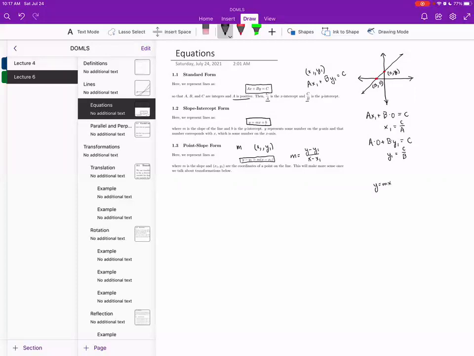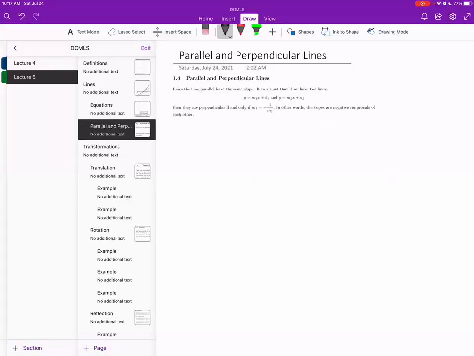Okay, so now let's go to parallel and perpendicular lines. Lines can be parallel, they can be perpendicular, or they can be neither. But parallel and perpendicular lines can be very useful in geometry problems. In coordinate geometry, lines that are parallel will have the same slope. So if we have two lines, y equals m1 x plus b1 and y equals m2 x plus b2, they're going to be parallel if m1 is equal to m2.